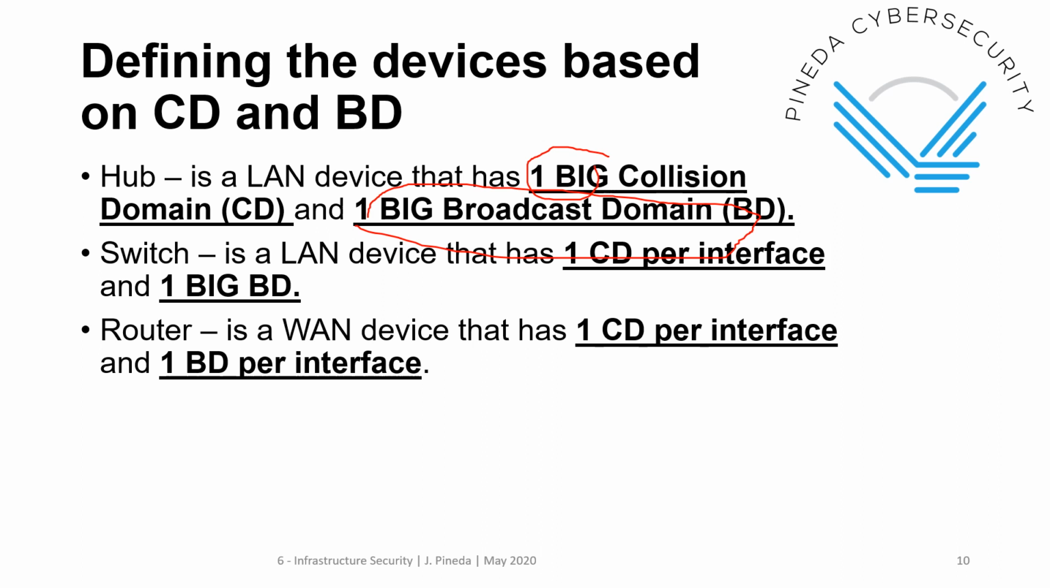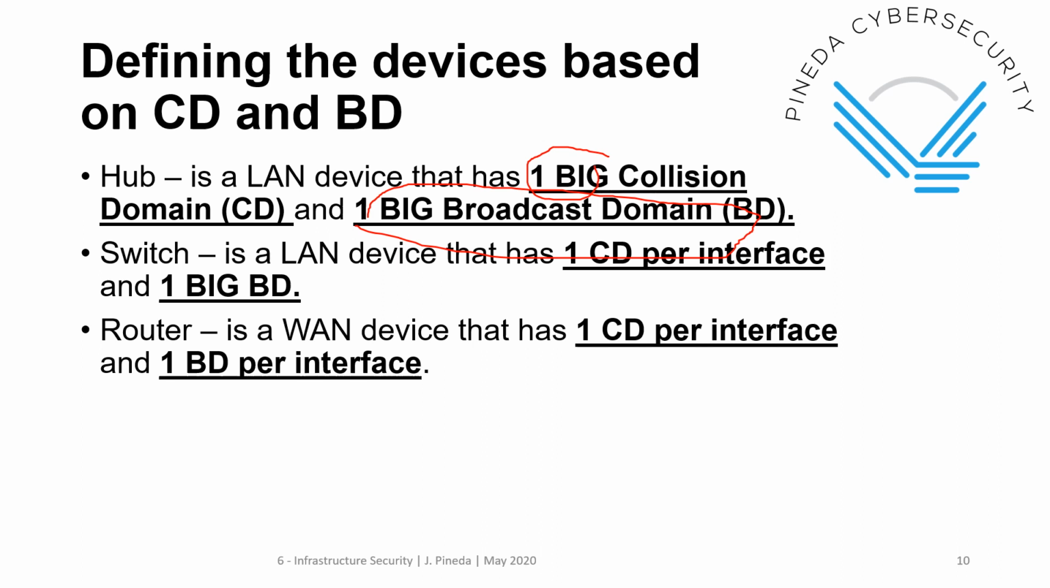And when we talk of switch, it's a LAN device that has one collision domain per interface and one big broadcast domain. So what does this mean? It means that each device connected to the switch has one collision domain, meaning it can communicate, it can send message simultaneously.